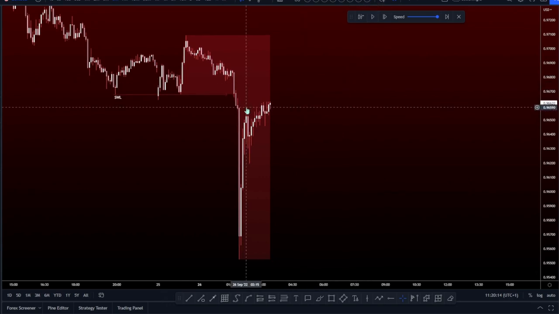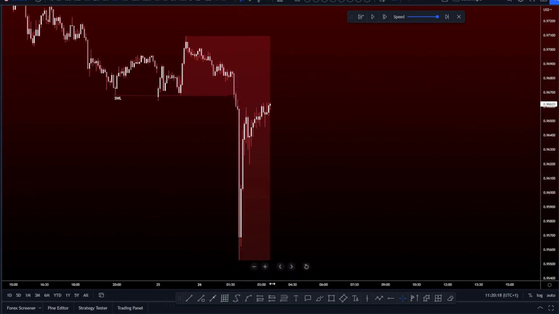We can see a minor structure point by here that was broken. And it's minor structure, guys, simply because it happens between a major high and a major low. This is a major low. This is a major high. We've then had minor structure breaks to the upsides. That's happened within this major range.